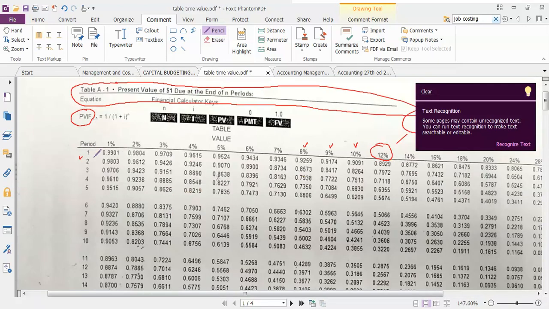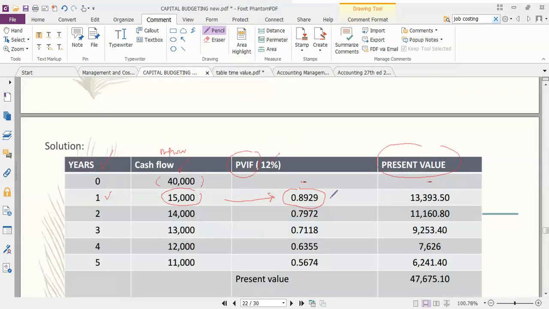Okay, so tengoklah year 1. Year 1 ni kat sini. Year 1, lepas tu kita tengok pula 12%. 12% yang ni. Okay. 12% year 1. Okay, berapa? 0.8929. So you just put here 0.8929. Okay. So PVIF untuk second year pula berapa?